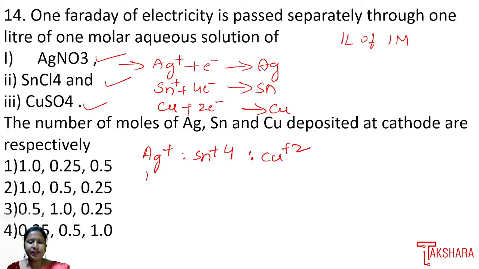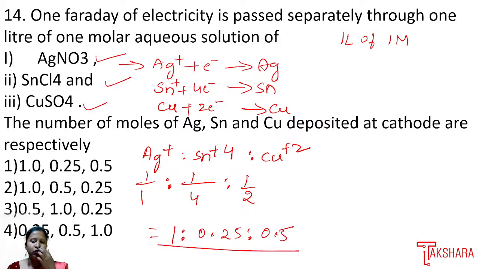So then 1 divided by 1 is to 1 divided by 4 is to 1 divided by 2. That is 1 is to 0.25, and the half is 0.5. So 1 is to 0.25 is to 0.5. So option 1 is the right answer.